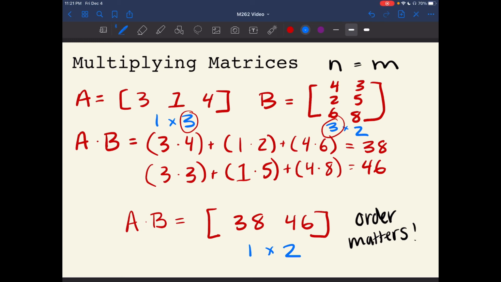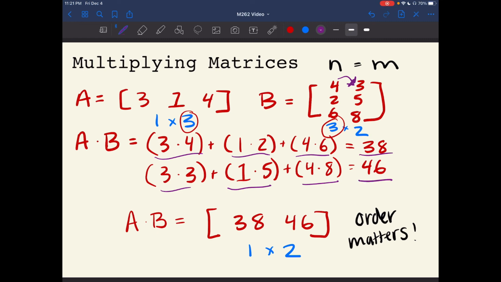So here we take 3, multiply it by 4, and we take 1, multiply it by 2, and then take 4 and multiply it by 6. Now we're ready to move on to the second column, and that gives us 3 times 3, 1 times 5, and then 4 by 8. So now we can add each column in their respective order. So all of this equals 38, and the second column gives us 46.